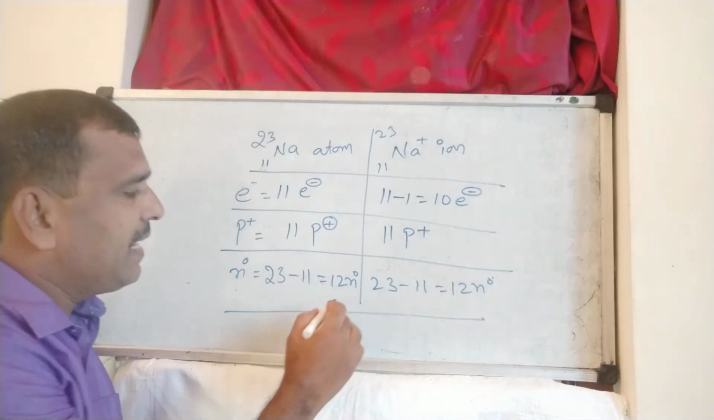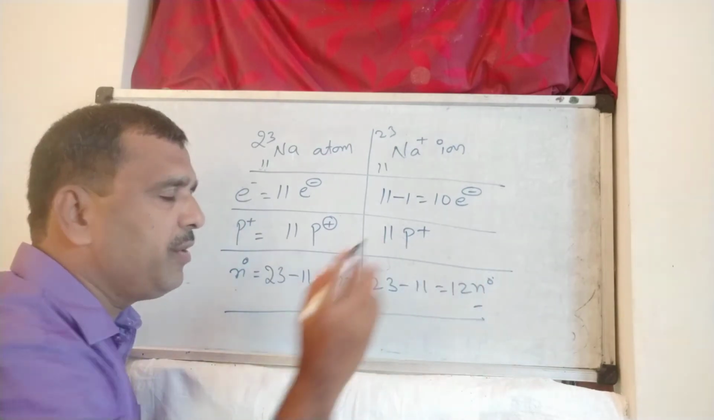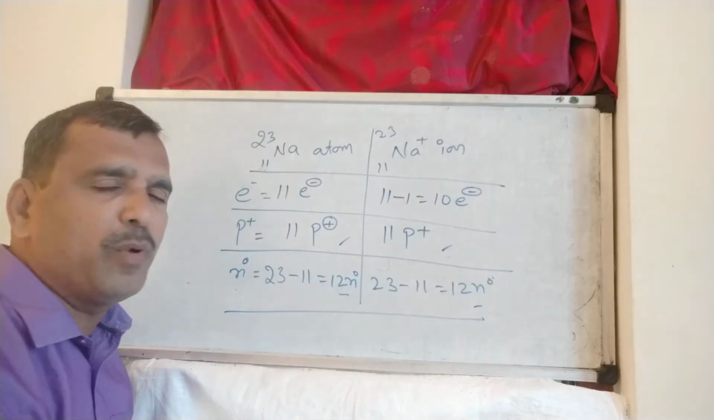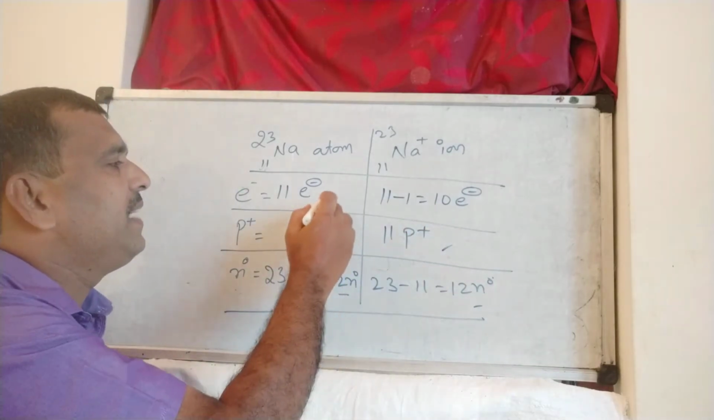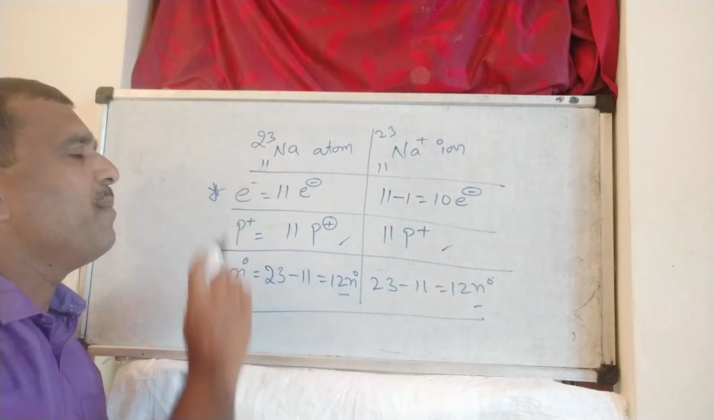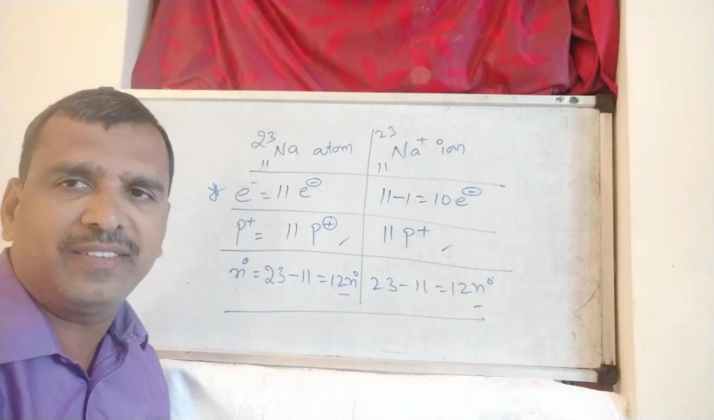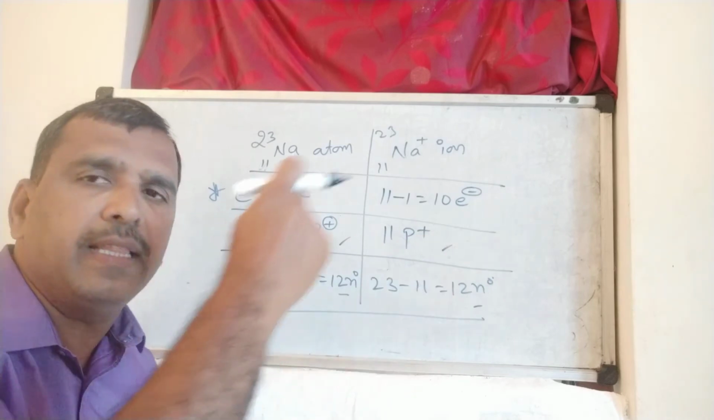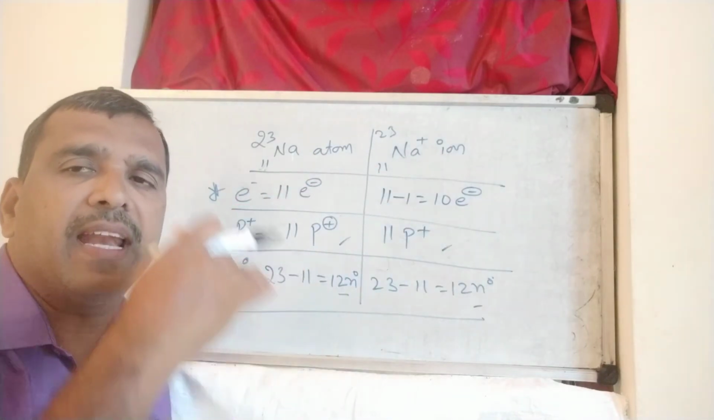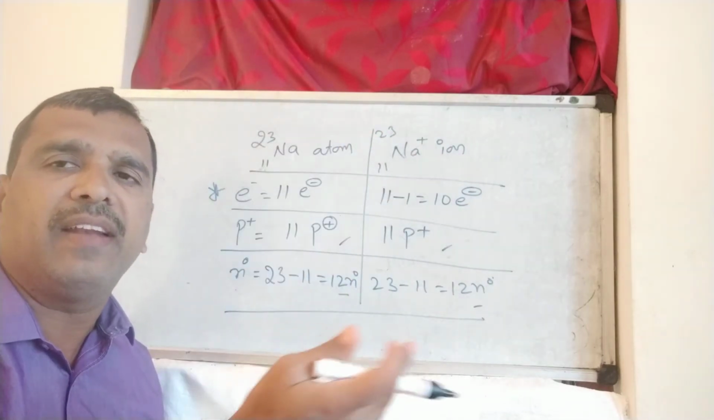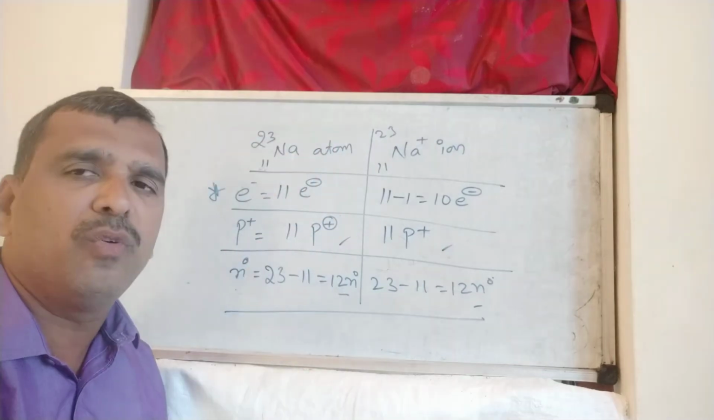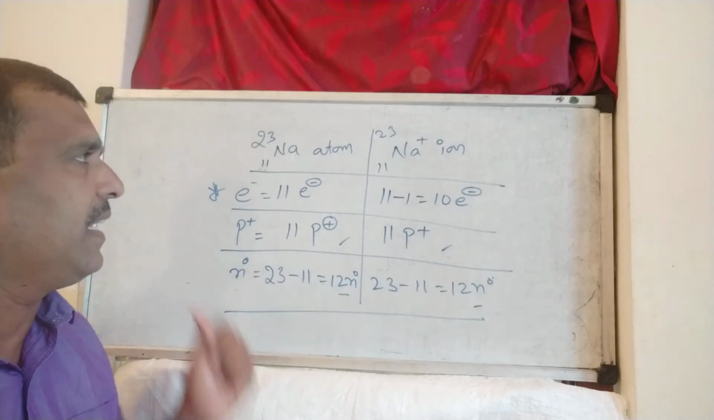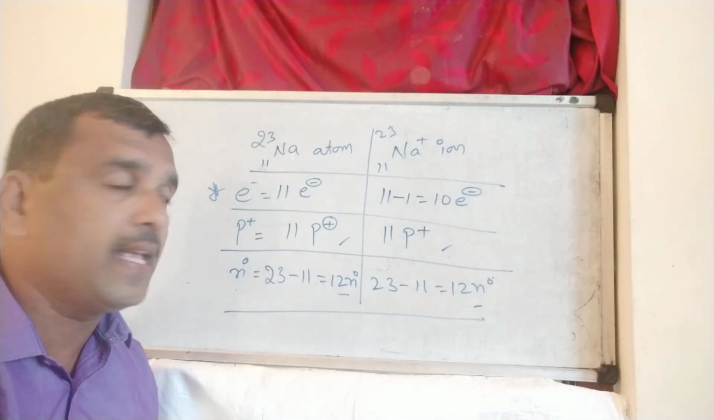So there is no change in the number of neutrons, and no change in the number of protons. Only the number of electrons changes. Why? Because electrons are present in the outermost shell, and they are ready to lose or accept electrons to attain a stable electronic configuration. We'll go for the next example.